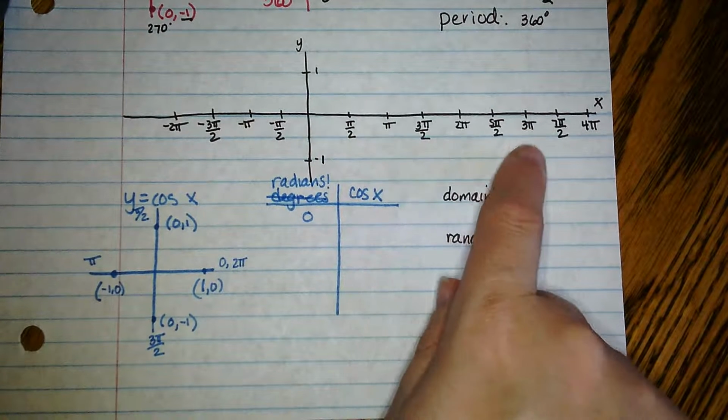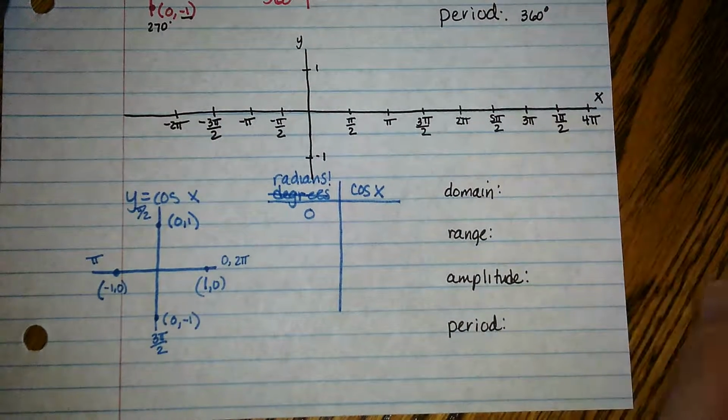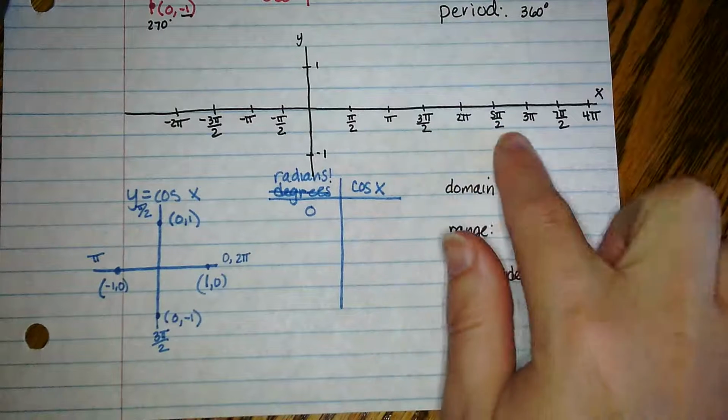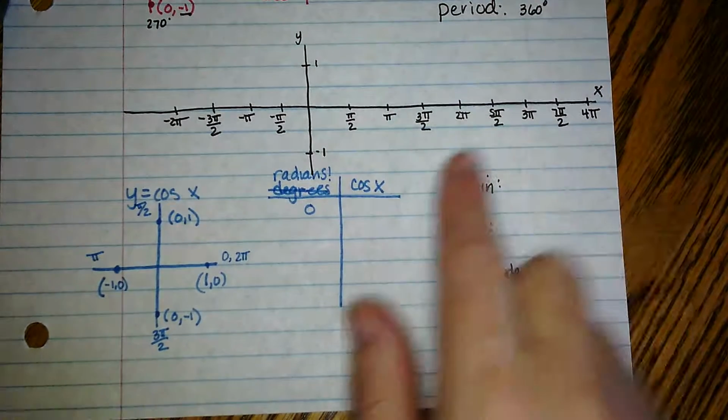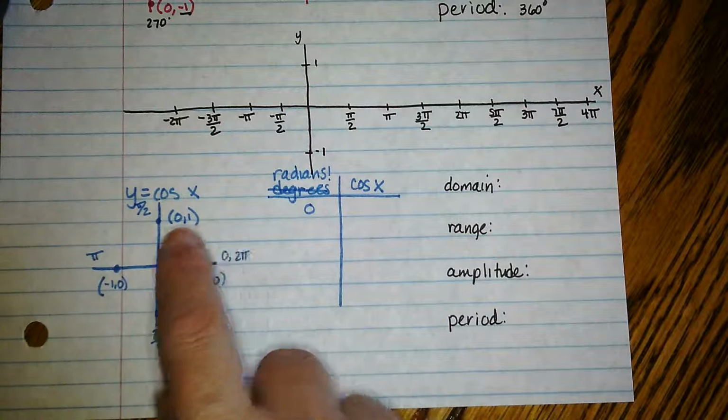5 pi over 2, 3 pi. 7 pi over 2, 4 pi. So you could continue this pattern all the way up. These are all odd pi over 2s. And these are all whole pi's. Over here, these are negative, which means that we would be going a clockwise rotation.